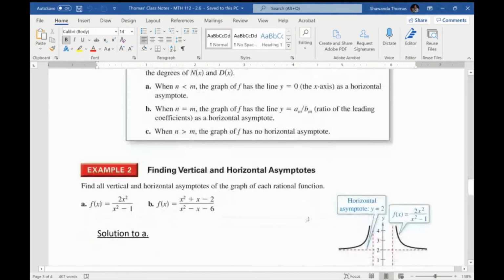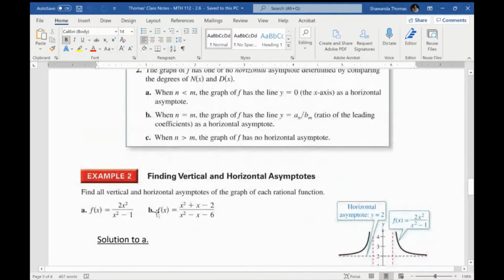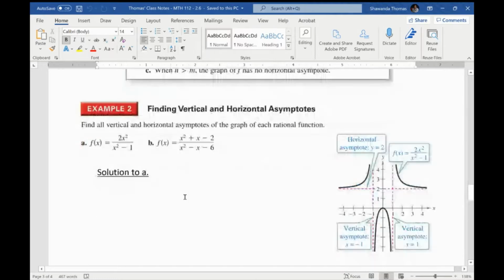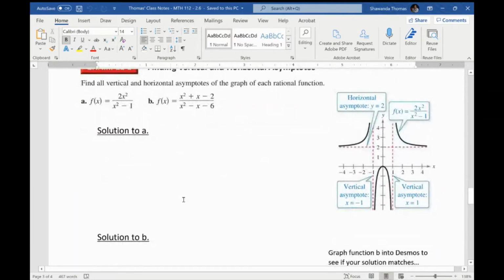All right, I do recall that we completed example 2, part A. Did we complete part B? No, ma'am. Did we? Okay, good. Okay. All right, so we're gonna go with B.